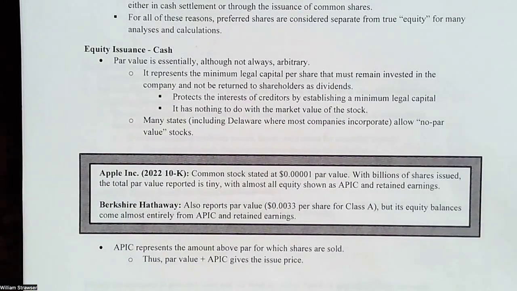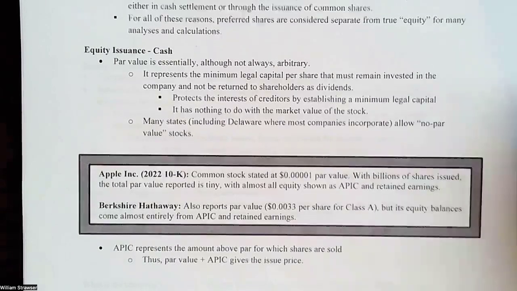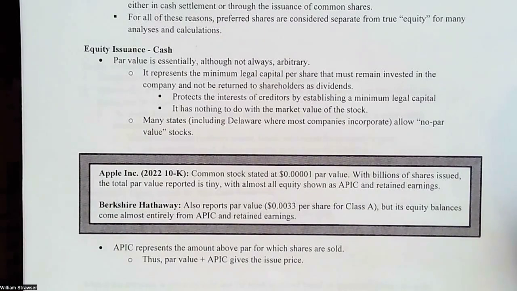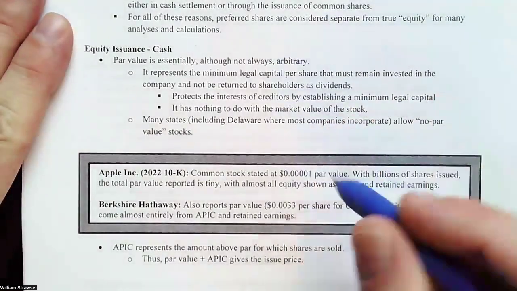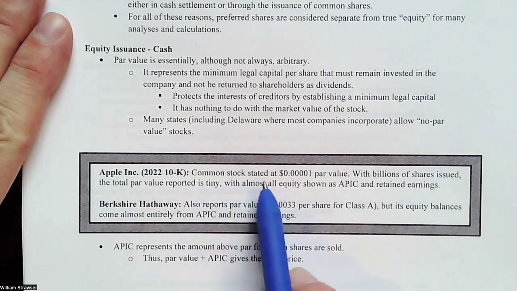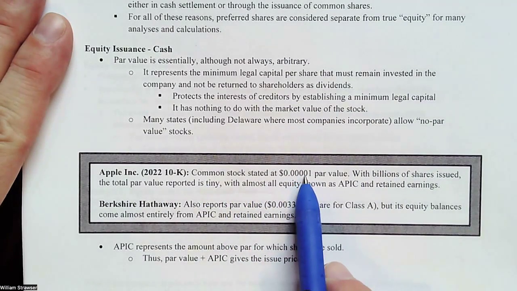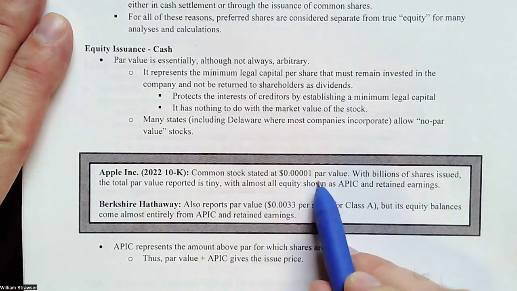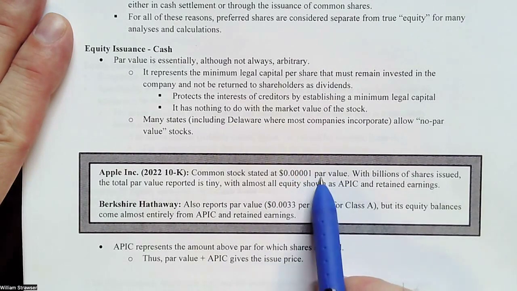Many states, including Delaware, where most companies do incorporate, the lion's share, the majority of companies are incorporated in Delaware due to their incorporation laws. They allow no par value stocks, and this is very typical. And even if the company does have a par value, for example, Apple has a hundredth of a thousandth of a cent par value. So it takes 1,000 shares to even get up to 1 cent of value.